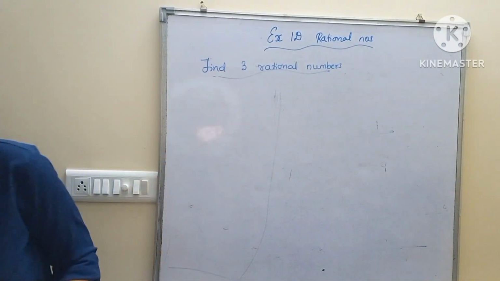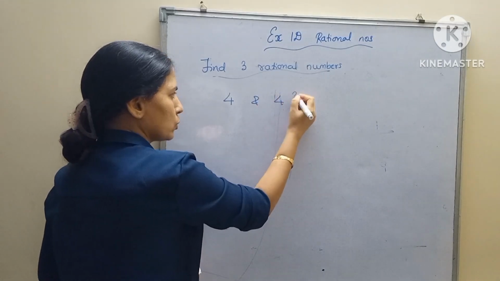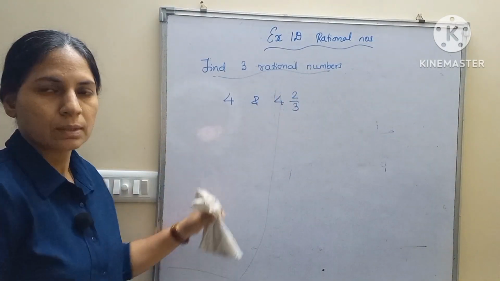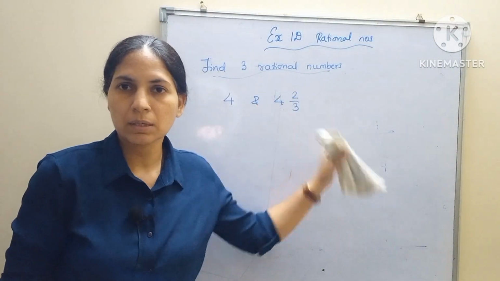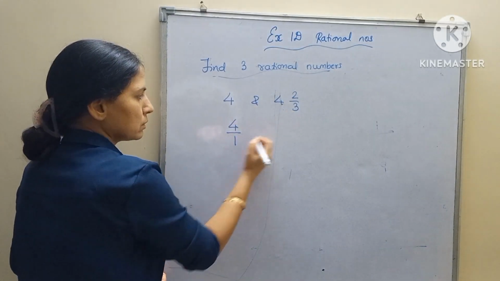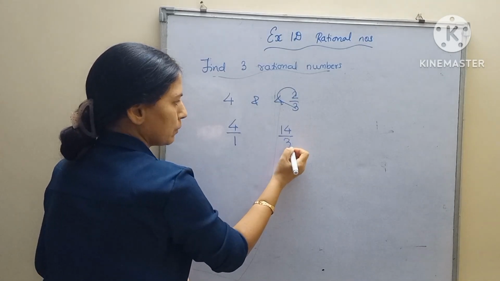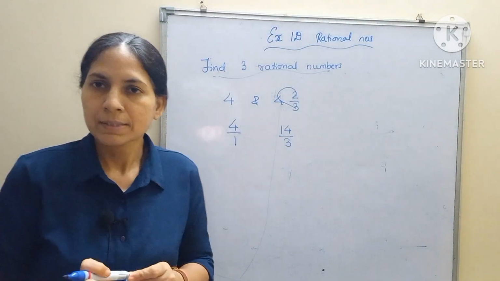How will you do this? 4 and 2 upon 3. Step 1. Put this in improper form, because this is in a mixed fraction. This becomes 3 4s are 12, 12 plus 2, 14 upon 3.